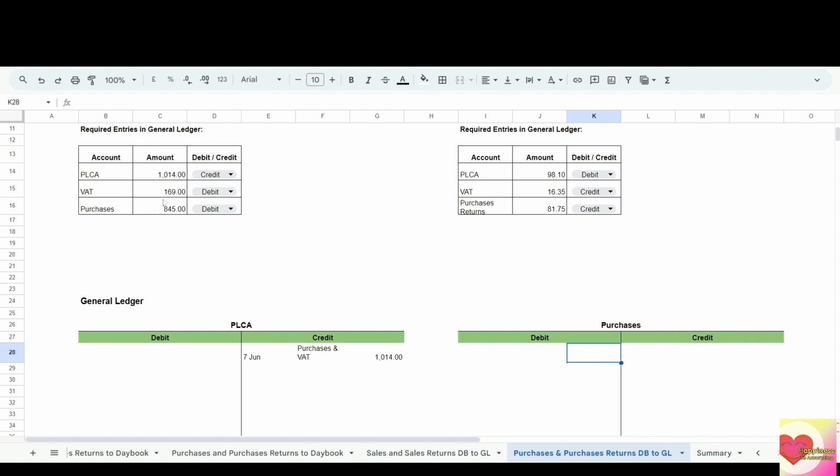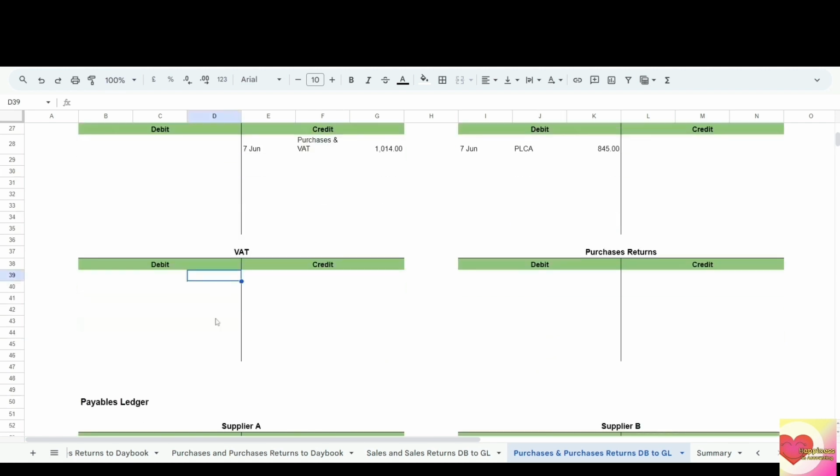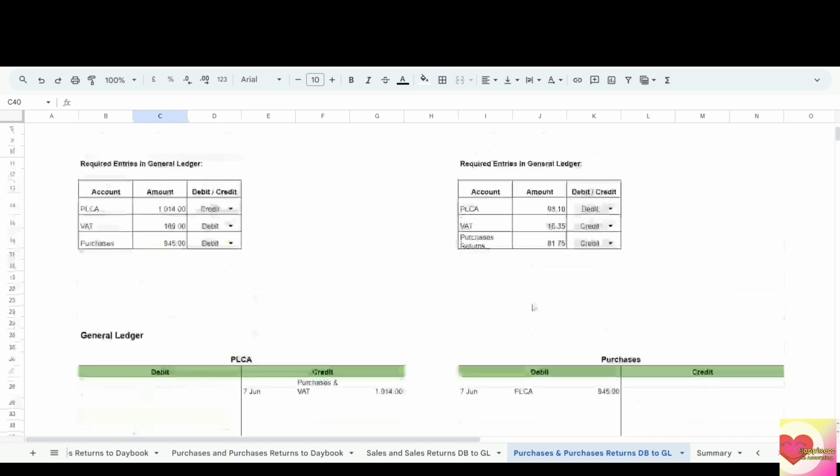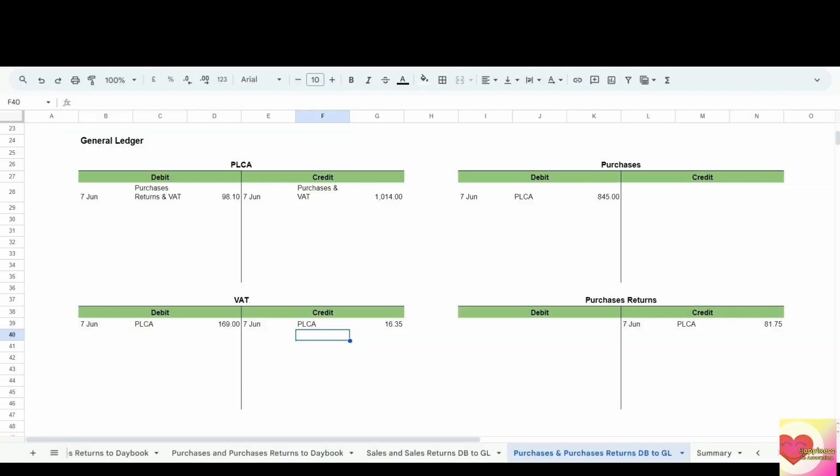Then let's go to purchases account. Let's transfer the amount and the date of the period and the details. It's PLCA. Then let's go to VAT account. Let's enter the amount, the date, and the details. It's PLCA. And I'll do the same to purchases returns daybook, and I will come back when I'm done. Okay, so now I'm done transferring both to the general ledger, and this is how they look like.